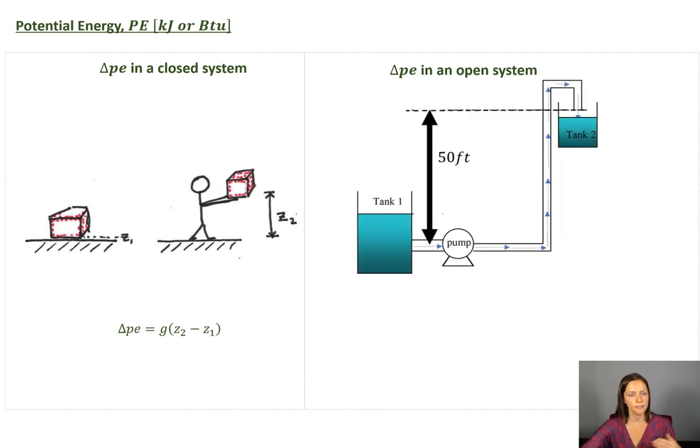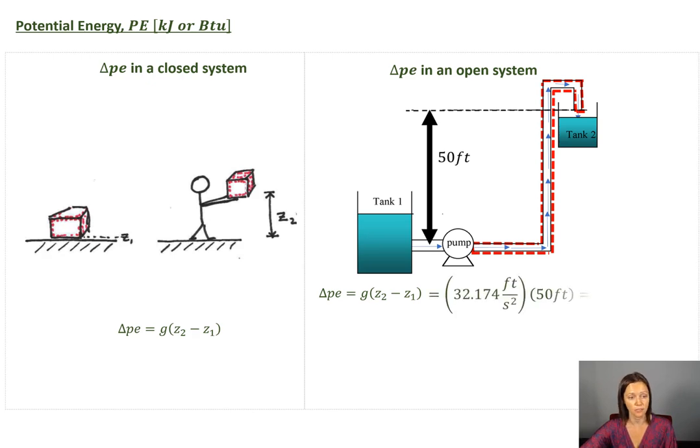Say you've got this setup. You've got a pump that's pumping fluid from tank 1 to tank 2, so it's pumping it up in elevation essentially. This is a classic scenario where you might be interested in how the flow changes from the bottom to the top. So I'm drawing my control volume here, and I'm interested in how flow is changing from the inlet of this control volume to the outlet. And I have a total change in elevation of 50 feet. So my potential energy change is g times delta z.